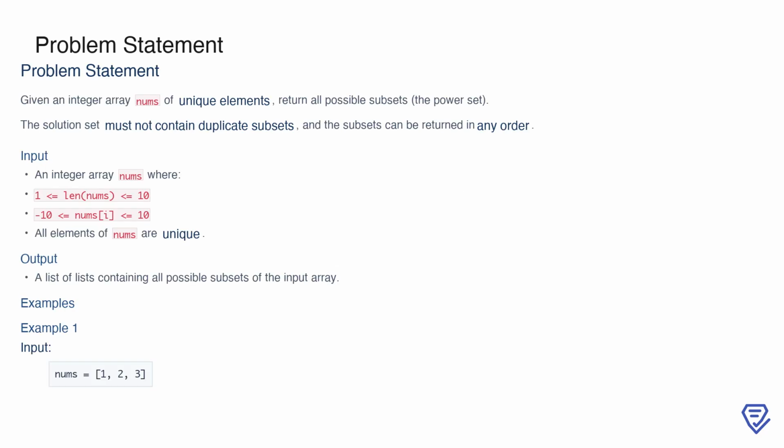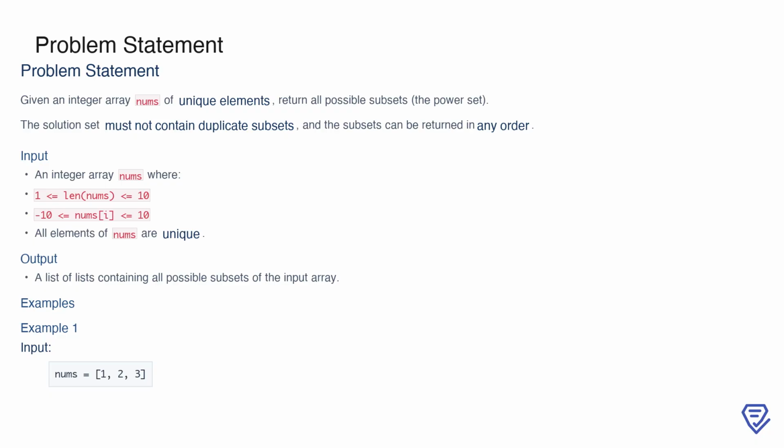The problem we're solving involves generating all possible subsets, also known as the power set, from an input array of unique integers called nums. The key requirement is that the solution must not include duplicate subsets, and the order in which the subsets are returned does not matter. For example, if the input array has 3 elements, the output should contain all subsets of those elements, ranging from the empty subset to the full set itself.